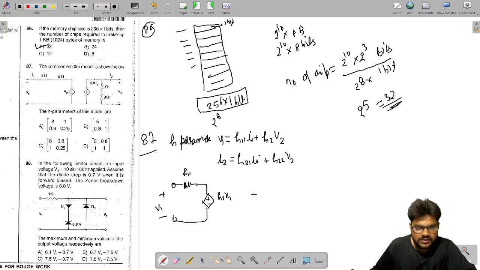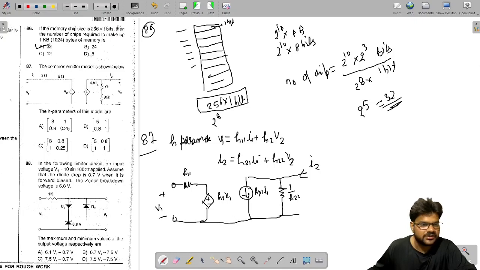Now at the output side, this current is coming because H21 is the gain, since I2 is H21 I1. So H21 is I2 by I1. So this current I2 would be coming from somewhere, and this is H21 I1. H22 is I2 by V2. This is admittance, right? If I write it in terms of impedance or resistance, it is going to be 1 by H22. So this is our complete common emitter model.